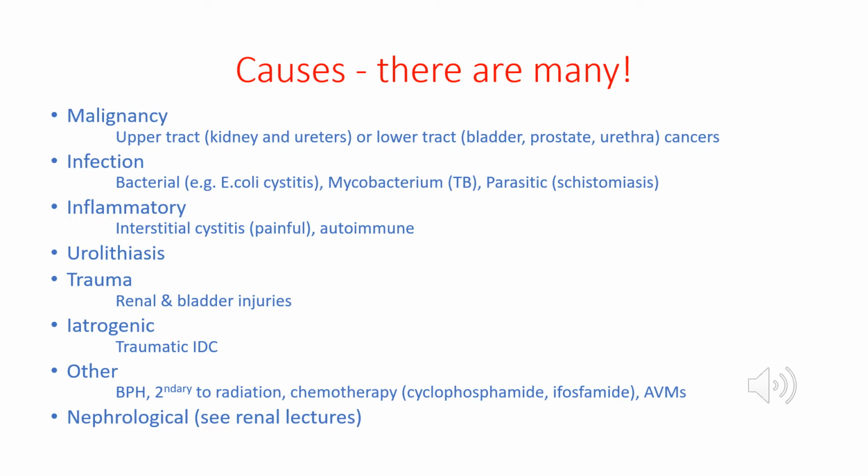Trauma that causes renal and bladder injuries. We can cause it ourselves, for example, through traumatic catheter insertion. And there are various other causes, including benign prostatic hyperplasia, patients who've had radiation causing radiation cystitis, chemotherapeutic agents, and arteriovenous malformations in the urological tract.